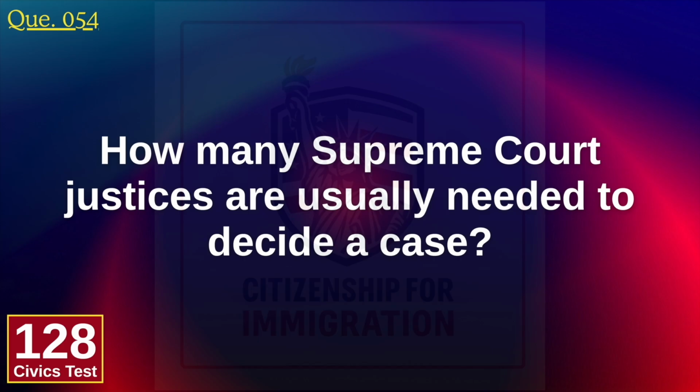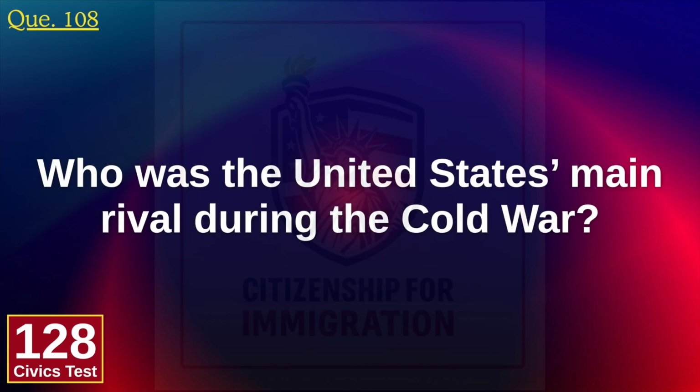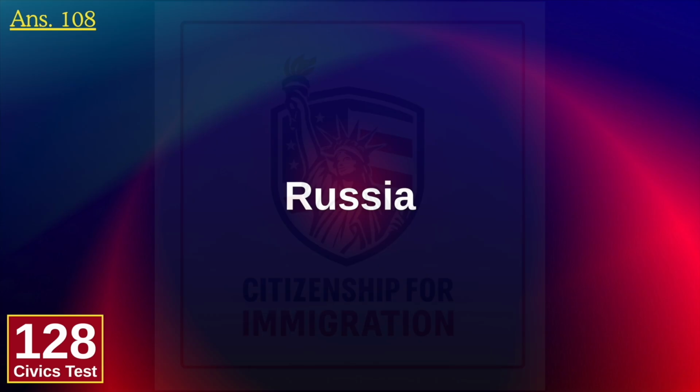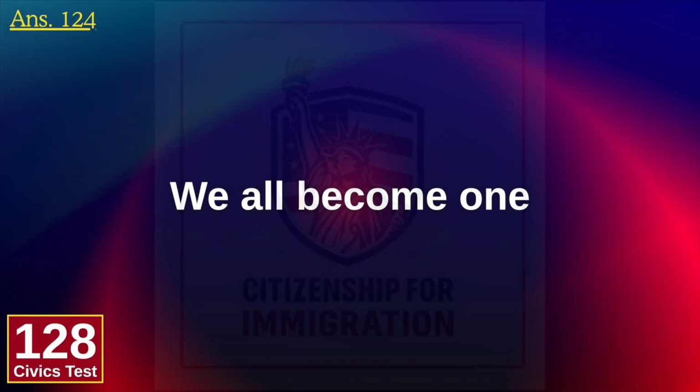How many Supreme Court justices are usually needed to decide a case? Five. Who was the United States' main rival during the Cold War? Russia. The nation's first motto was, E pluribus unum. What does that mean? We all become one.